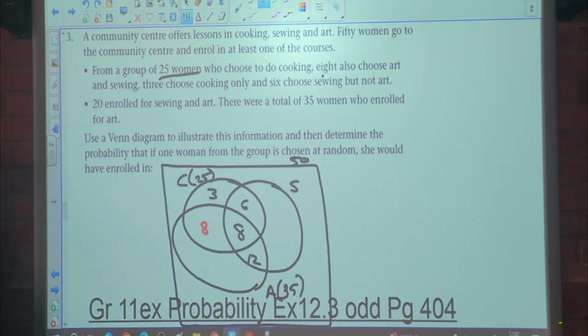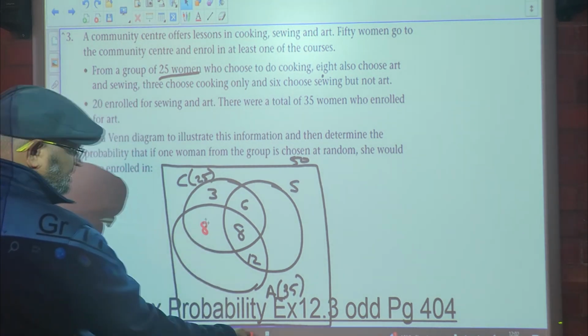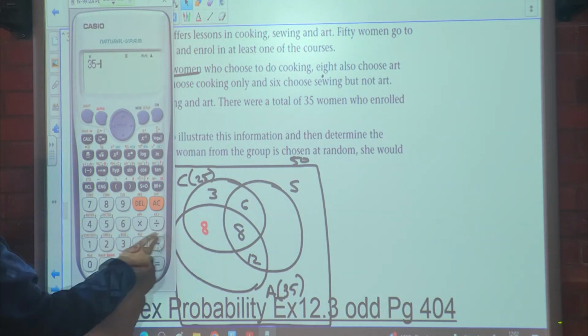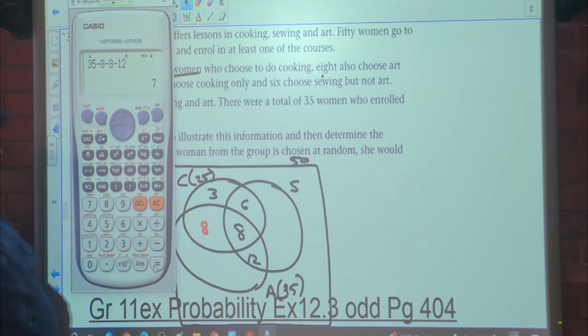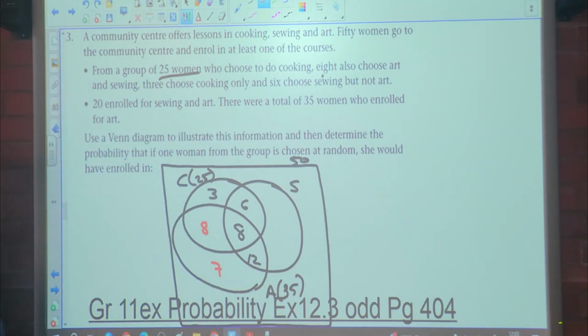What else can be calculated? Art only. So now we've got that 8, so we can calculate this here. So how many does art? 35. So 35 minus 8 minus 8 minus 12 gives us 7. Which means to say 7 chose art only.